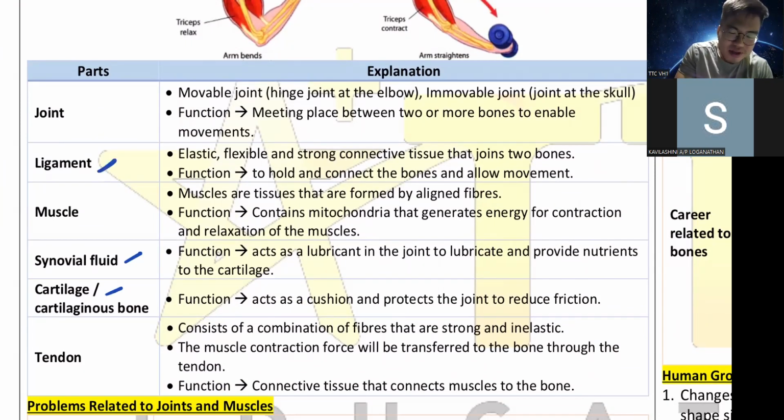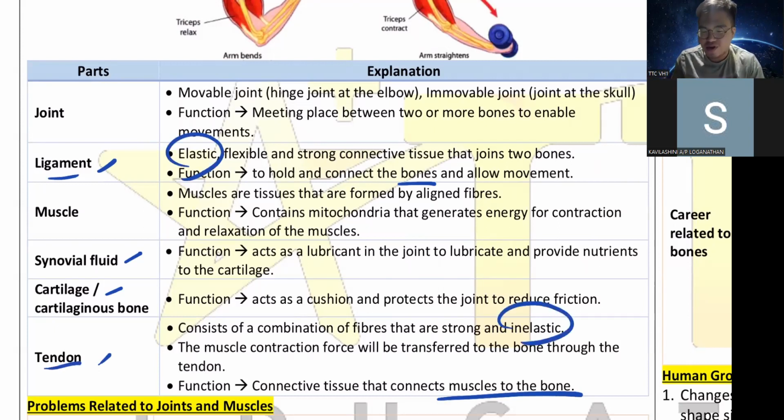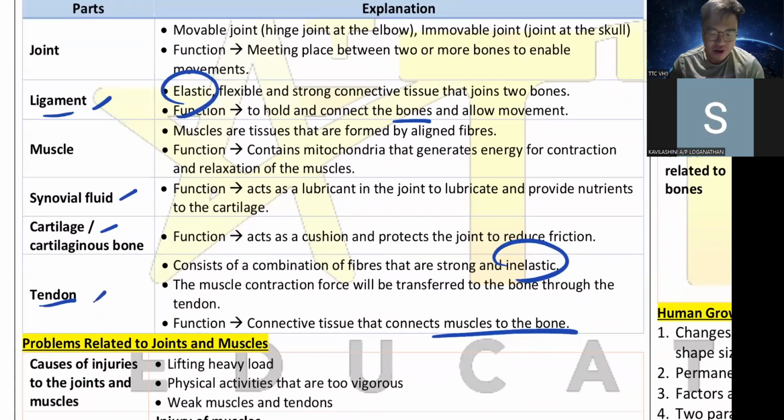And do you remember what a ligament is? This is to join bones. Tendon is to join muscle to bone. Ligament is bone to bone. Tendon is muscle to bone. Ligament must be elastic because bones move. Tendon must be inelastic because muscle needs to pull on the bone. When I'm pulling something, I need an inelastic rope. If I'm pulling a car, I need a rope that is not elastic. If not, I cannot pull the car. I think you get what I mean.